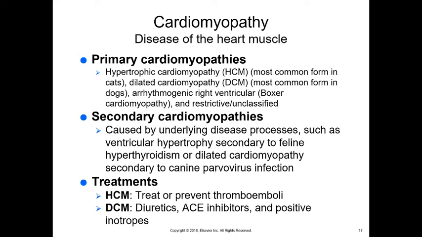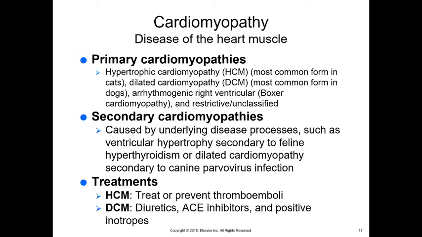Secondary cardiomyopathies are caused by an underlying disease process. Sometimes it's something like feline hyperthyroidism, which is a disease of the thyroid gland, or dilated cardiomyopathy, which is secondary to a canine parvovirus infection, that can cause a secondary cardiomyopathy.